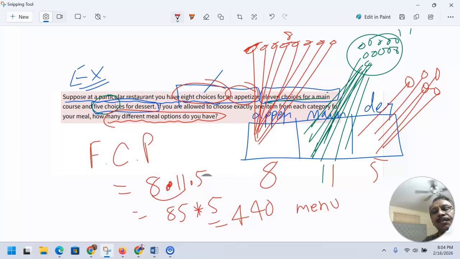I will say these are menu permutations. We are going to use this word. What is the meaning of permutation? It means the order matters. Order matters means, okay, first you go for the appetizer, then the main course, then the dessert. That's the way. Let's go to the next.